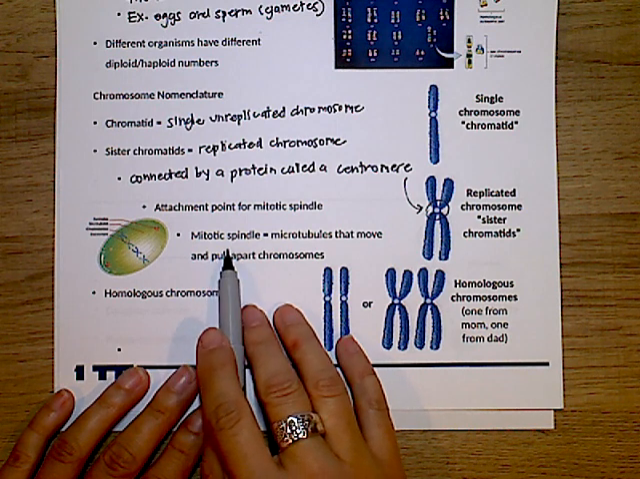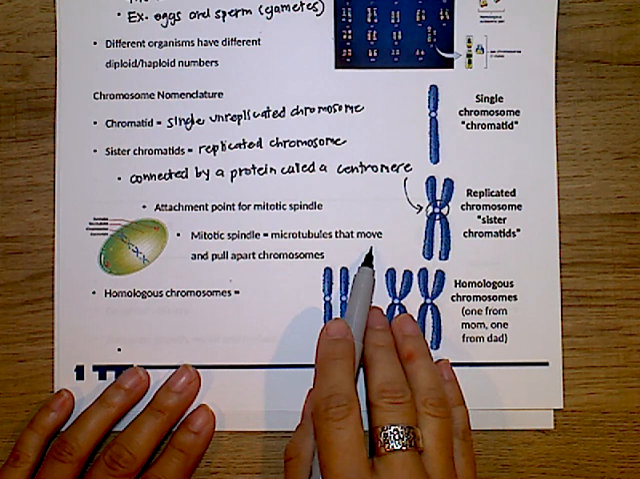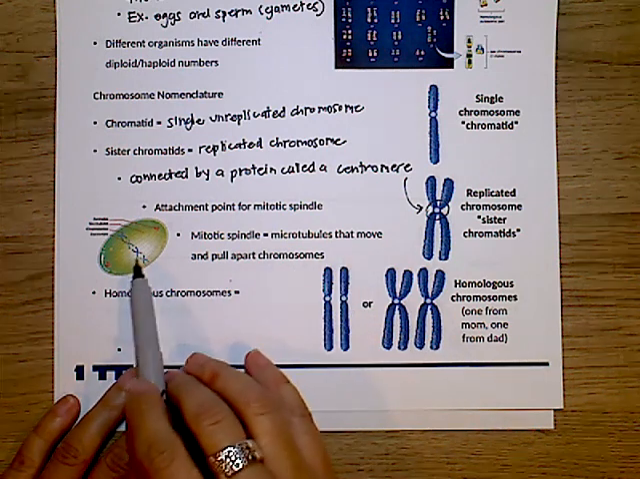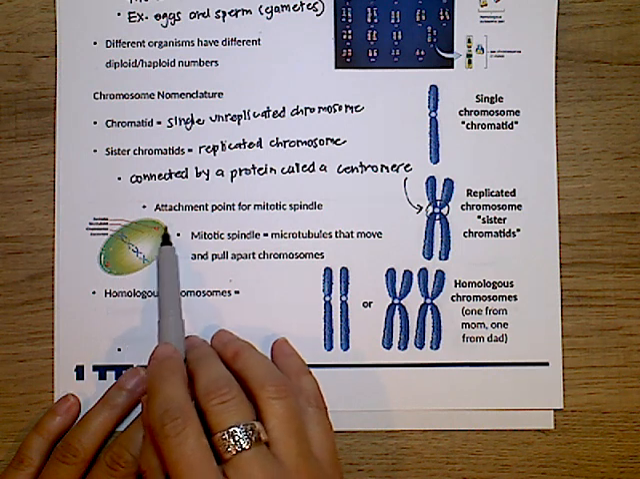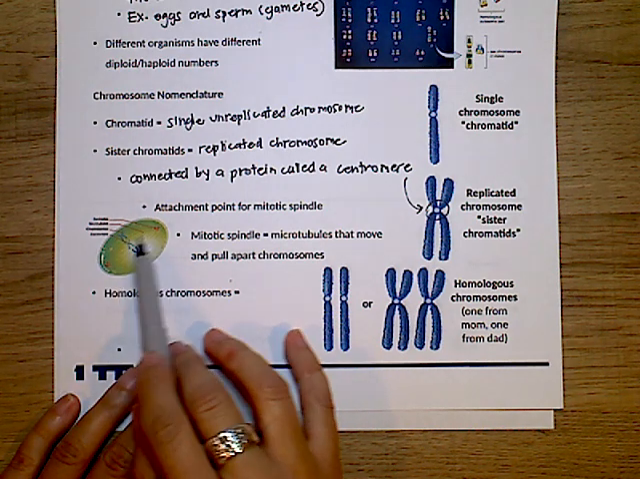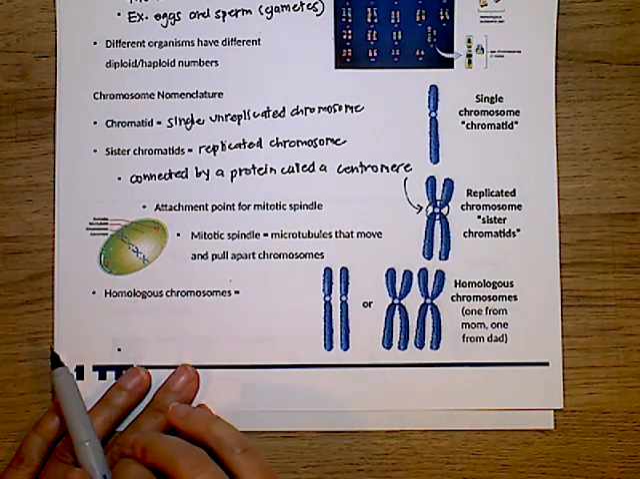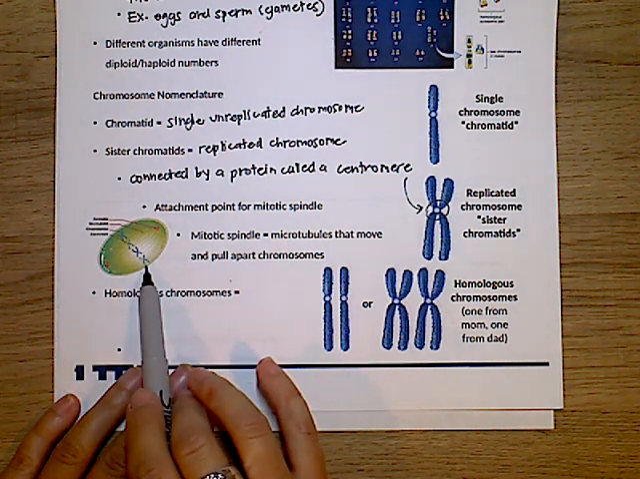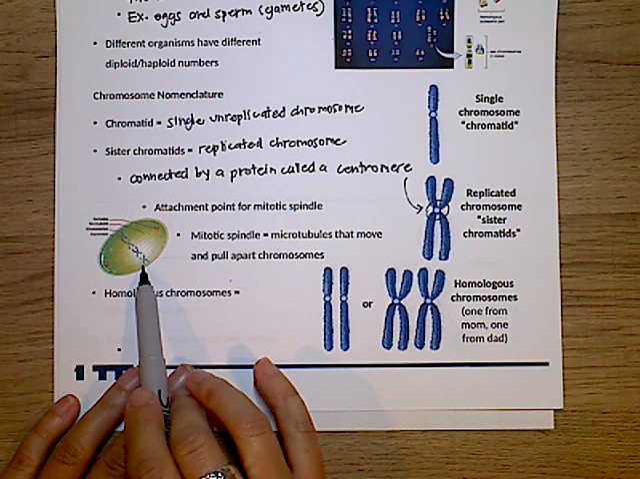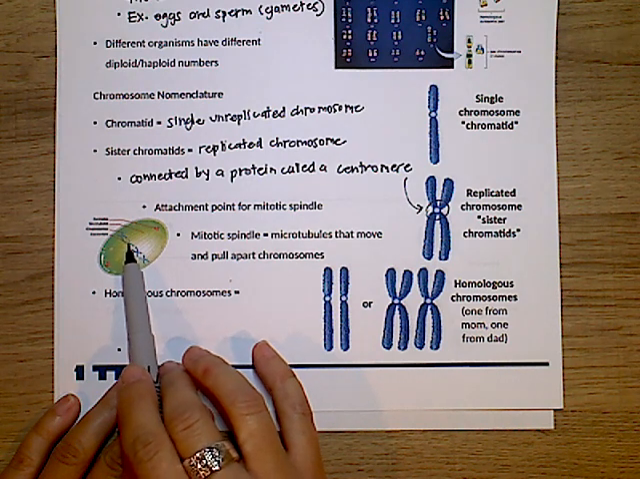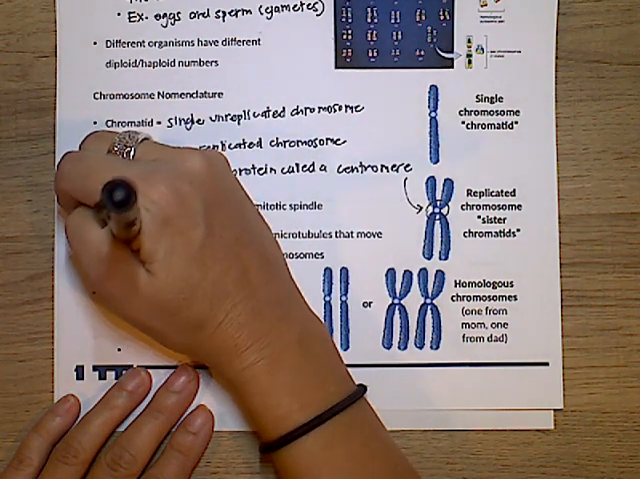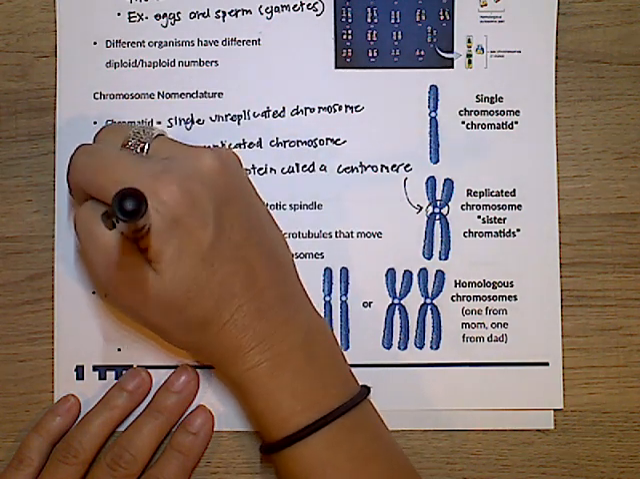So the mitotic spindle are microtubules that move and pull apart chromosomes when it's time to divide the cell. So this is teeny, teeny, tiny. We've got centrioles here. These stringy looking things are the microtubules. These are the chromosomes lined up along the center. This is actually metaphase, which we'll get to in a minute. And then those microtubules will attach to that centromere here so they can pull the sister chromatids apart.